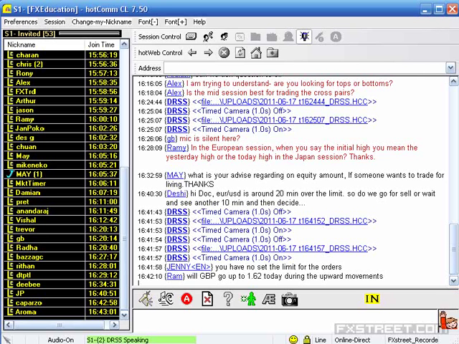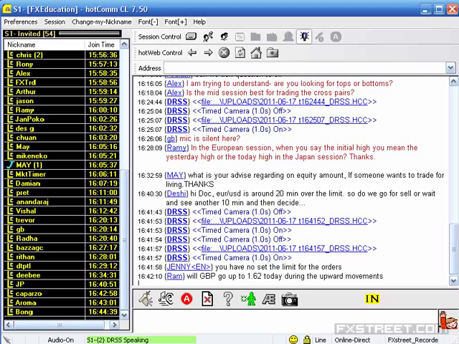Rami, in the European session, when you say initial high, do you mean yesterday's high, or the initial high of today? I am not referring to yesterday, sir. It is only that high. I just simplified it for the understanding of those who are trading in the European session. I am not even calling out the initial highs and lows set during the Japanese session. Still, we will be able to trade. That is what I am trying to do, so that you simplify your understanding as much as possible and your trading decisions will be fast and sensible.